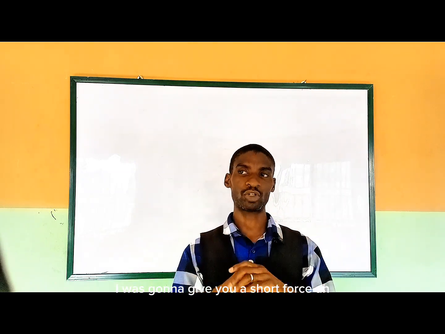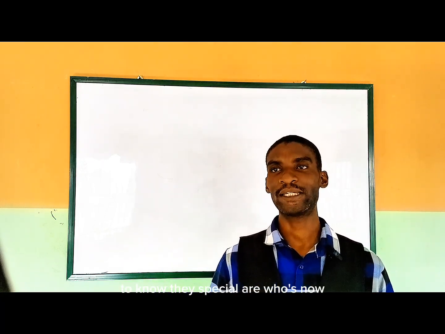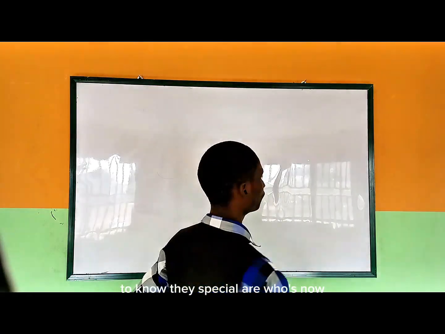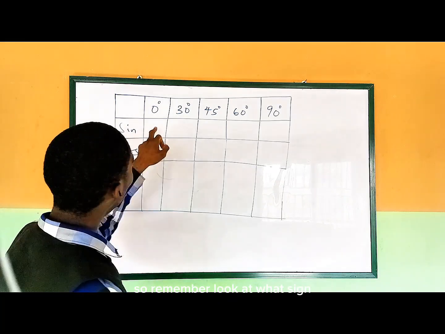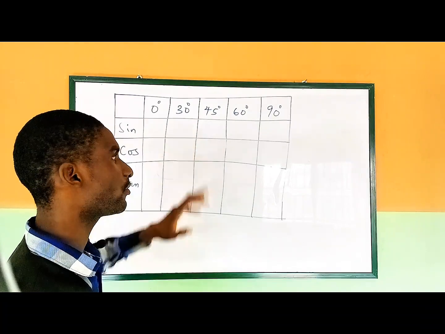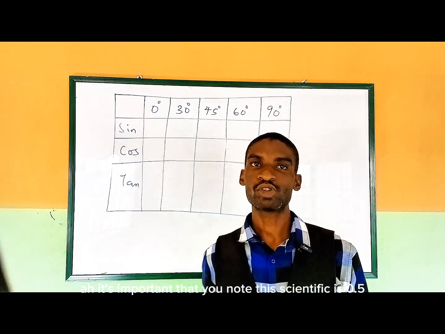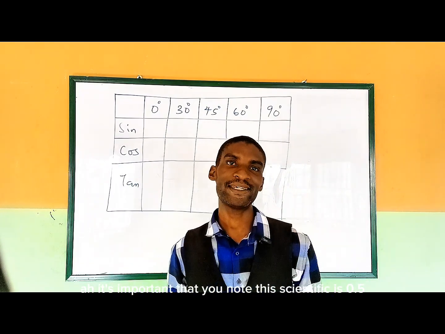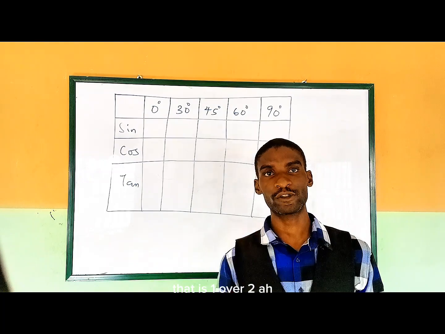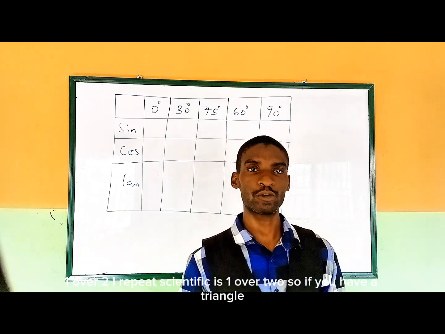So I'm going to give you a shortcut that you can actually use to know the special angles. Now we're going to look at what sine 0 degrees will be, sine 30 degrees will be. But before we proceed, it's important that you note this. Sine 30 is 0.5. That is 1 over 2. Half, 1 over 2. I repeat, sine 30 is 1 over 2.